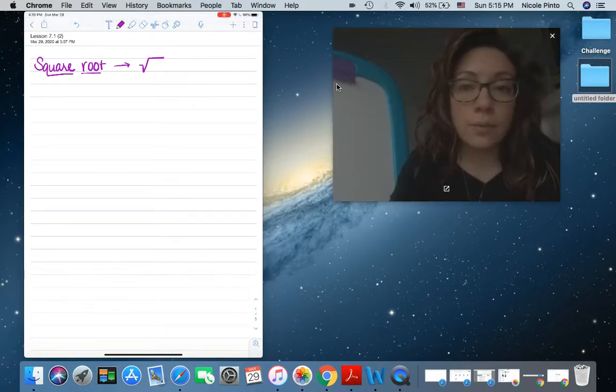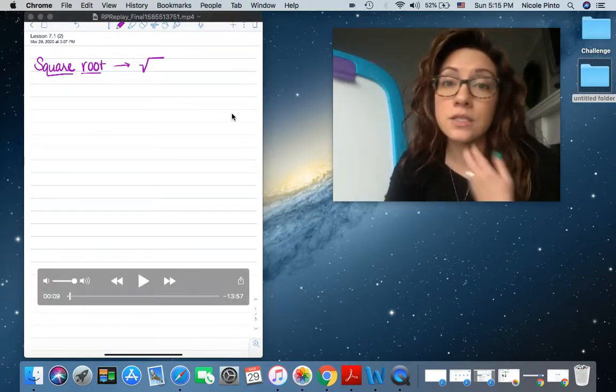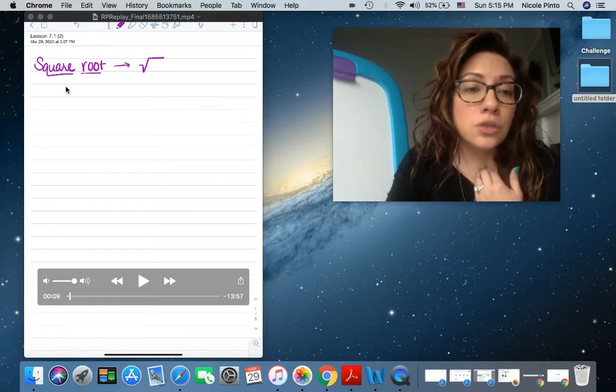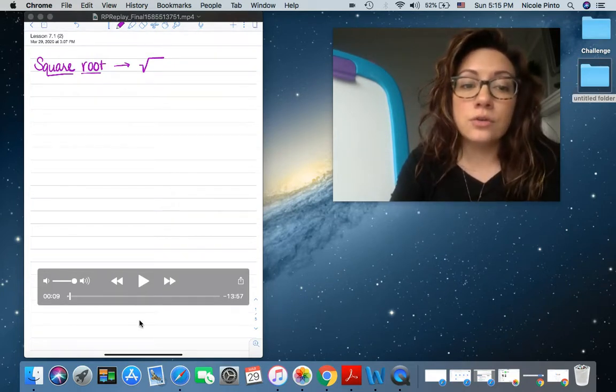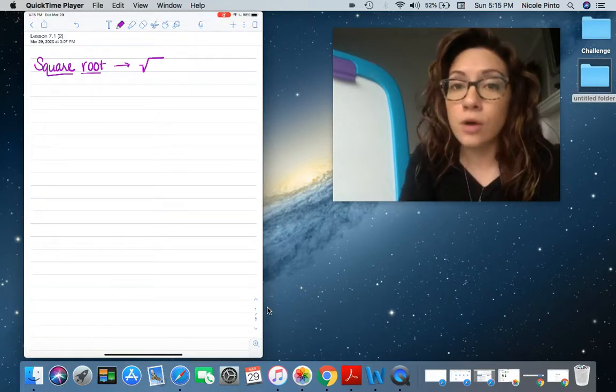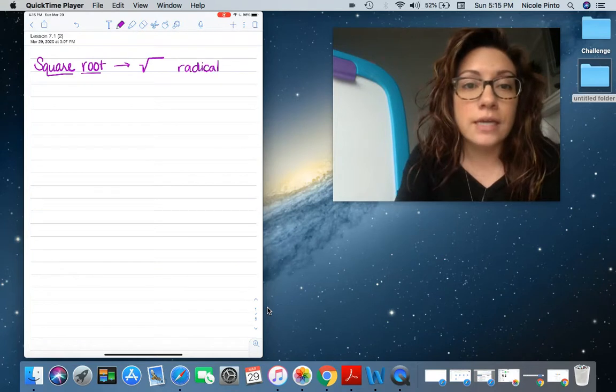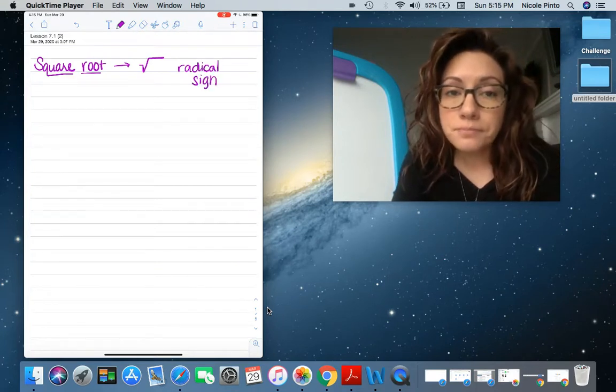The first thing that we're going to look at in chapter 7 is square root, raíz cuadrada. So let's just go through it. With square root, you're going to notice that there is this symbol. This is the symbol for square root, and it does have a name. It's called the radical sign.